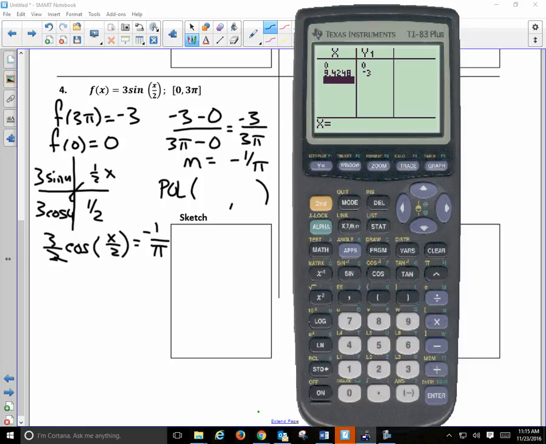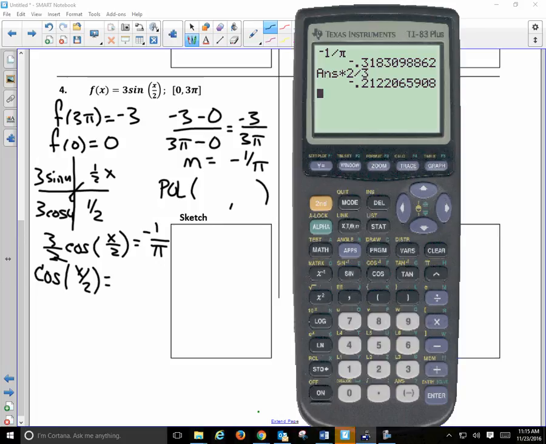How do I solve that? I could take negative 1 divided by pi, and I'm going to multiply that by what? 2/3. So I get cosine of x over 2 is equal to negative 0.21.